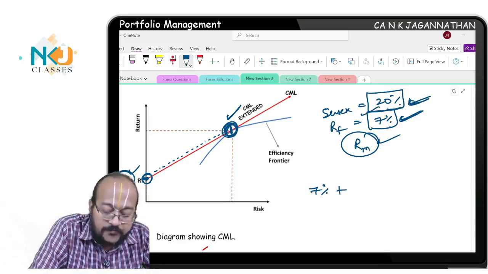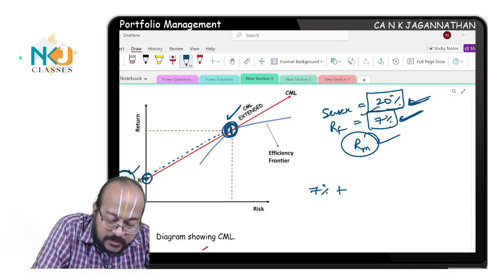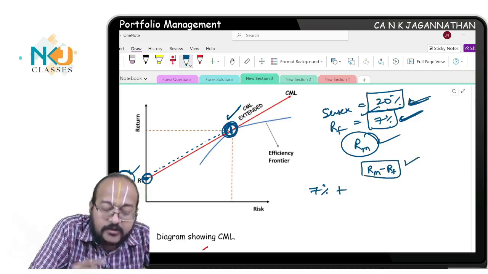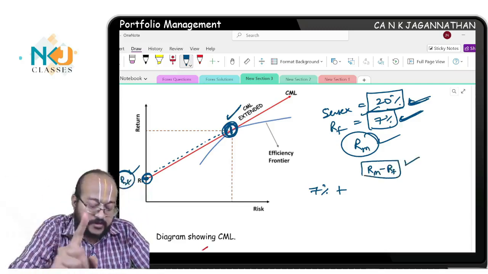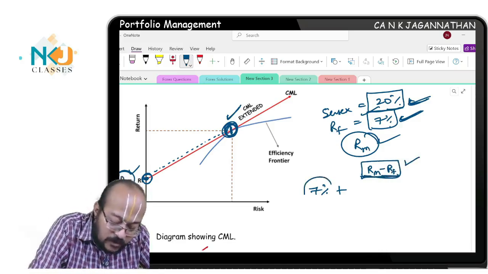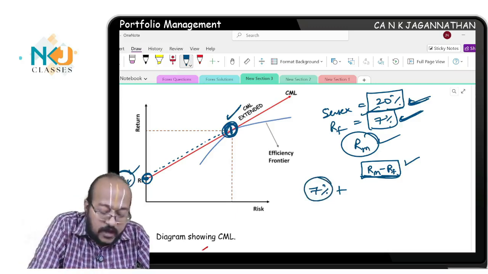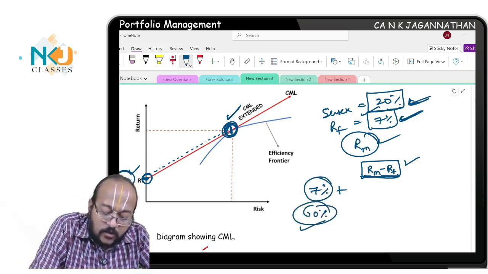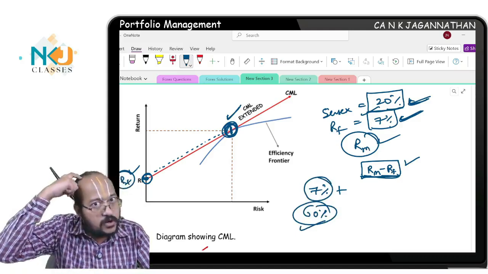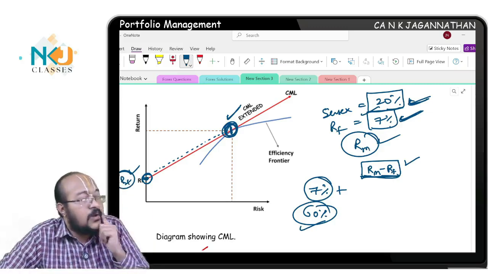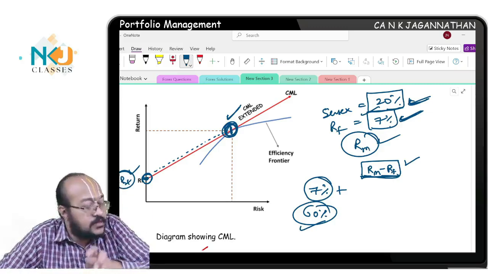But apart from that, the RM minus RF is there. This is nothing but the market risk premium. To put it simply, if you take zero risk, you will earn RF. RF you will earn anyway by taking zero risk. Are you all understanding? But if you invest your money in RM, what will be your risk? Very simple.